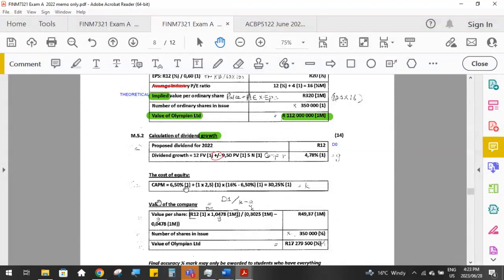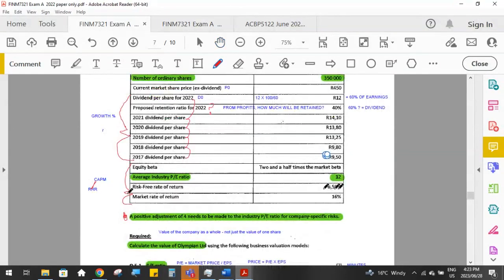Remember, our CAPM is the risk-free rate of return plus the beta of the company multiplied by, in brackets, the market rate minus the risk-free rate. All of this information was given to us. If we go back to this information, the risk-free rate of return is R6.50, plus the beta of the company. And they told us that the equity beta, so the beta of this company, is 2.5 times the market beta.